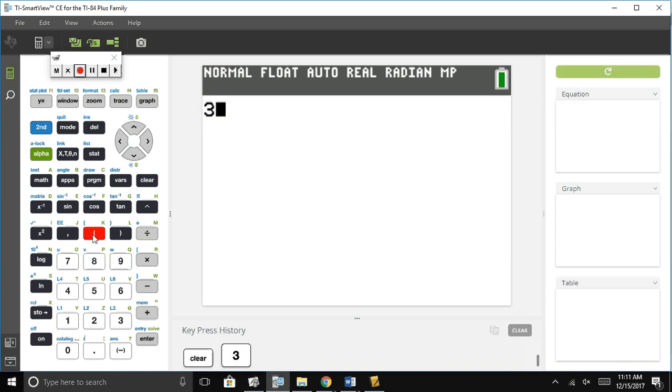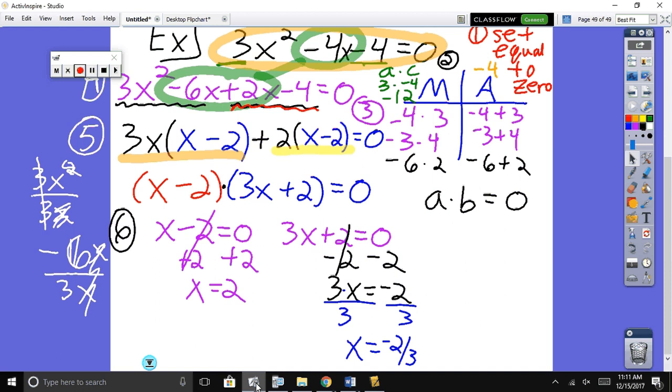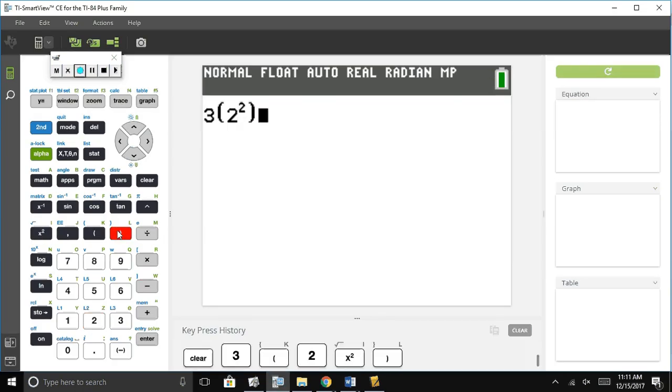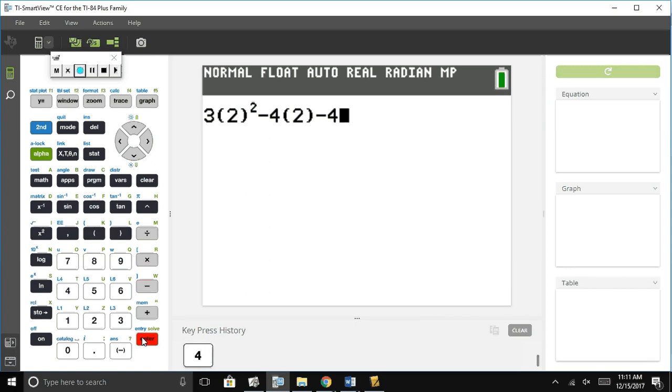If we have 3 times, what was one of our answers? 3 times 2. 3 times 2 squared. Sorry, it's very important you put the square outside the parentheses. Minus 4 times 2. Minus 4, you will get the value of 0.